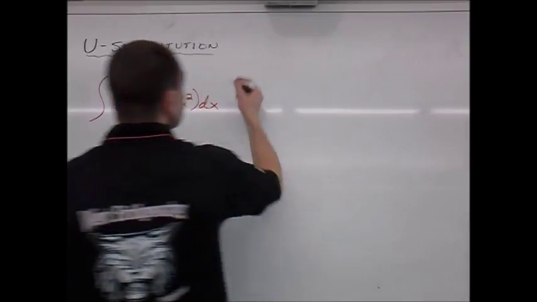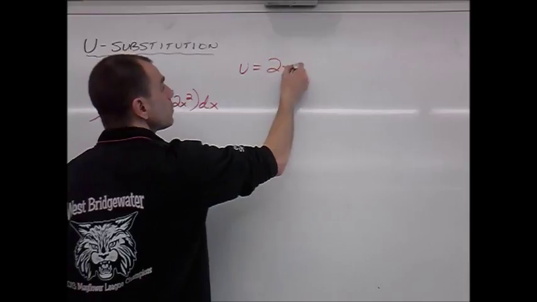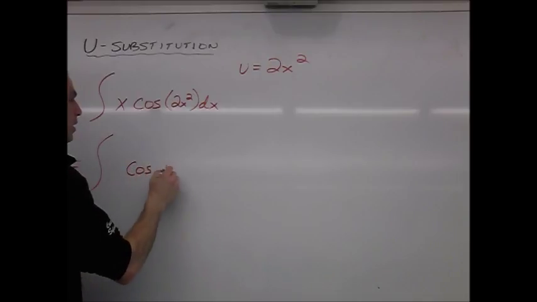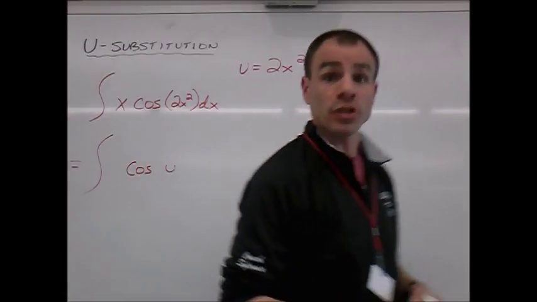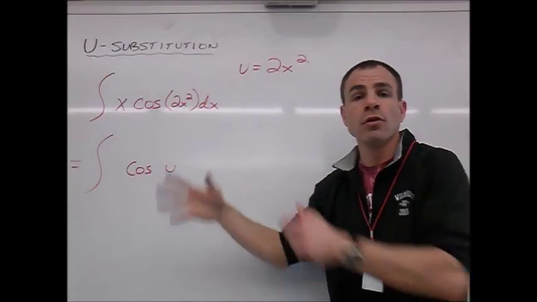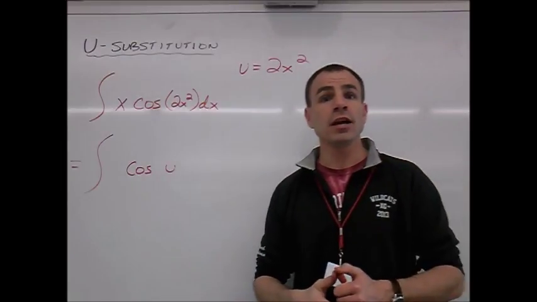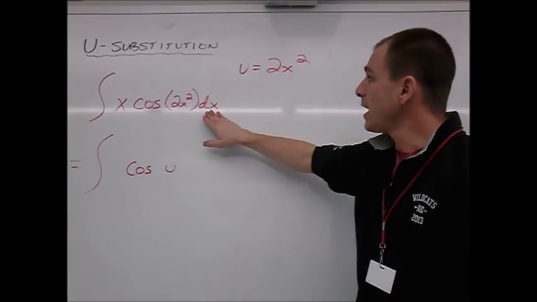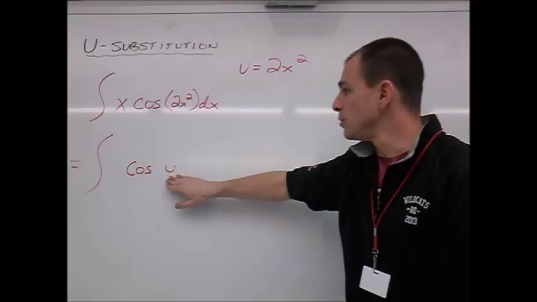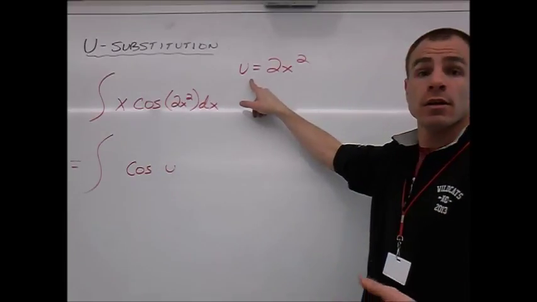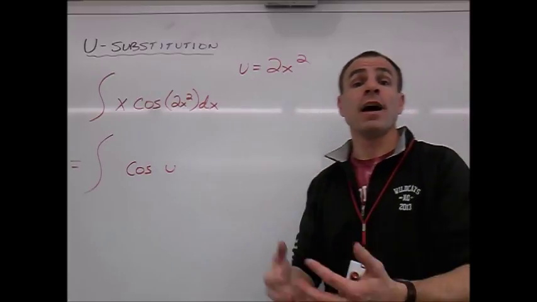All right, so if u is equal to 2x squared, well, now when we start to rewrite our antiderivative, we're going to have the cosine of u, which is good for us, okay? Because that is a nice, easy antiderivative. Cosine of u will antiderive to the sine of u. Yay, we like that. But again, we cannot have a dx in there because u's and x's don't go together. So we have to not only pick our u, but we then have to find du.